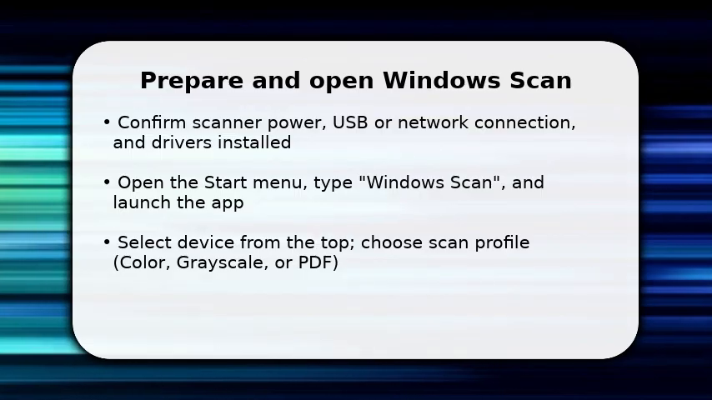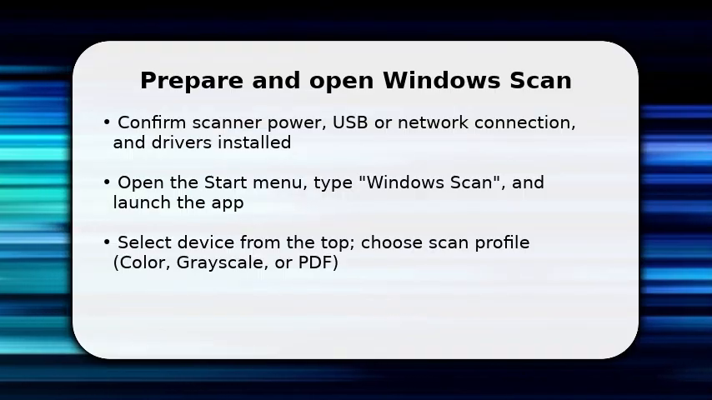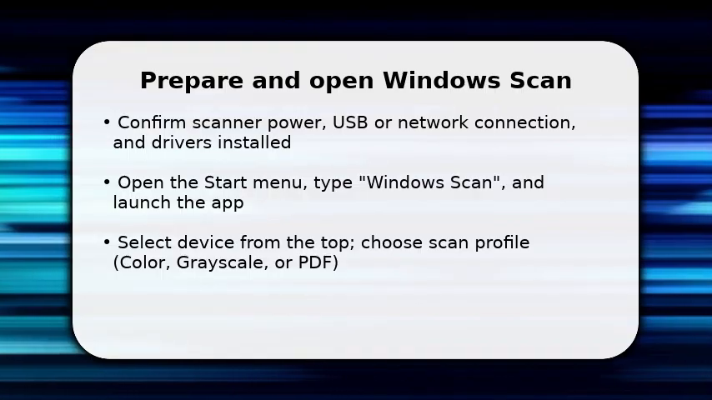Select your device from the top dropdown and pick a scan profile like color or PDF so output matches your need. Make sure to pick destination folder early. It saves time later. These steps get you into the app and ready to adjust scan parameters.